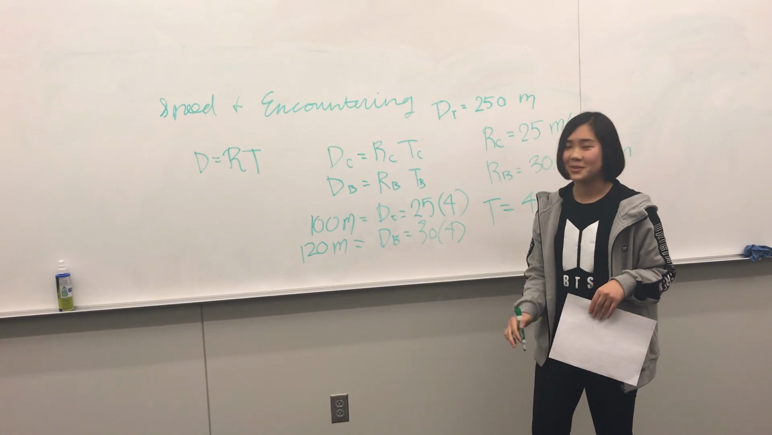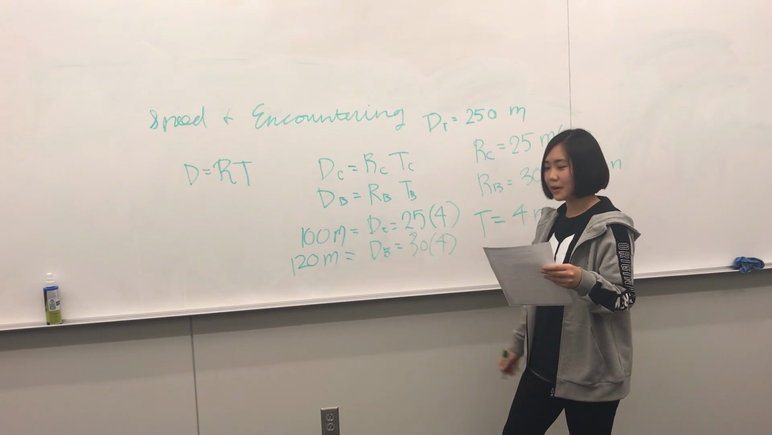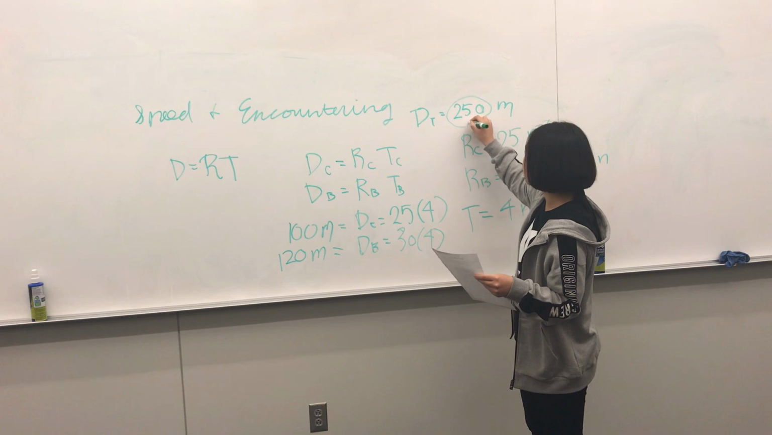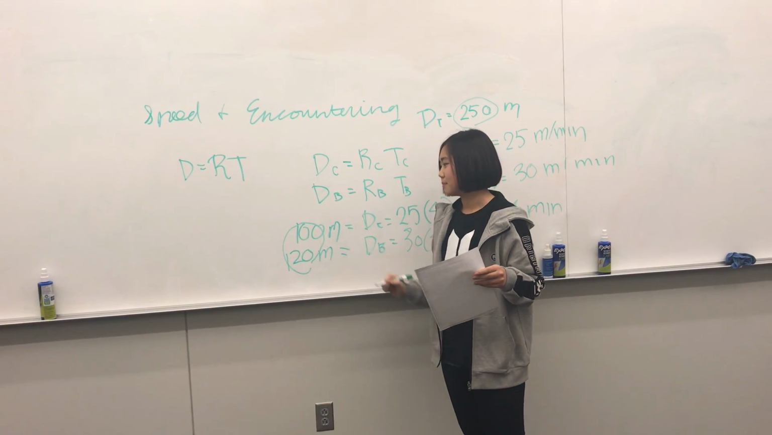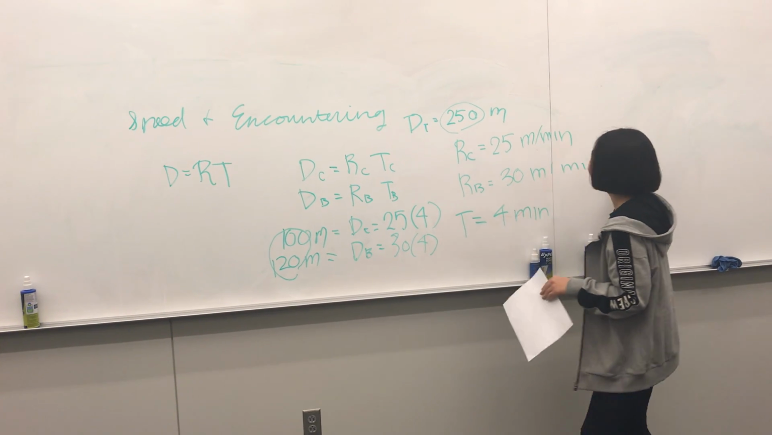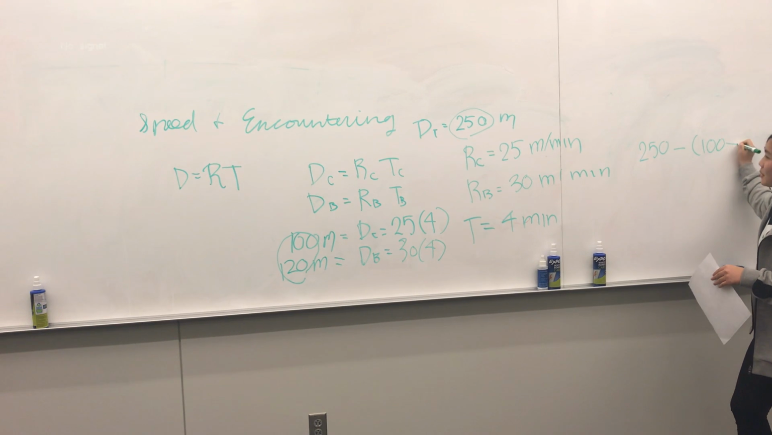So now, all we have to do is add these two, because it's asking how far apart they were in 4 minutes, and then you're supposed to do 250 minus 100 plus 120, and that's going to be your answer. So 250 minus 100 plus 120.